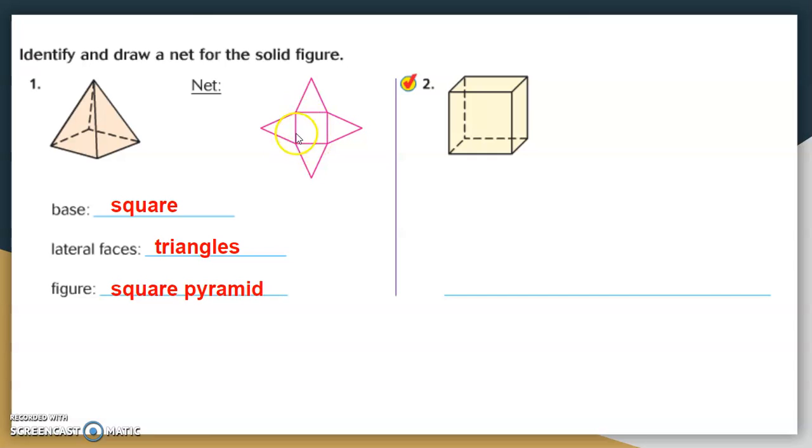So right here we have the square as our base, and most of the time this is how I draw these. I go ahead and put the base in the middle, and then I have the triangles going off to show the lateral faces. Now, there are different ways you could do these, but this is just the most common. And if you're having to draw it, that's the easiest.